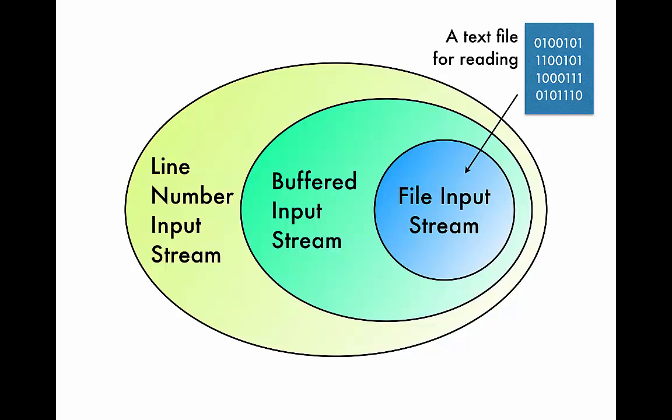BufferedInputStream is a concrete decorator that adds behavior in two ways. First, it buffers the input, which improves performance. In addition, it allows you to read character-based input a line at a time. Finally, LineNumberInputStream is another decorator that allows you to count the number of lines as you read the data. BufferedInputStream and LineNumberInputStream both extend FilterInputStream, which is an abstract decorator class.